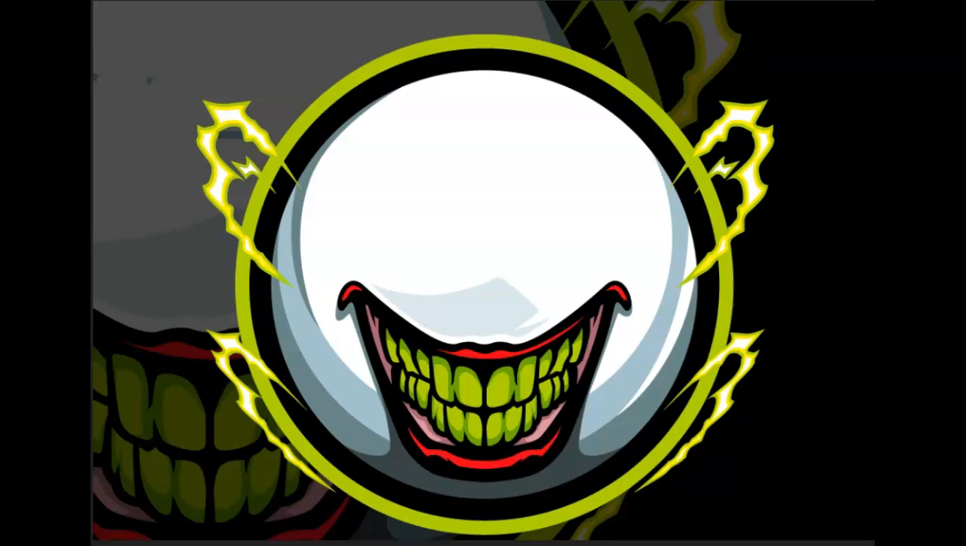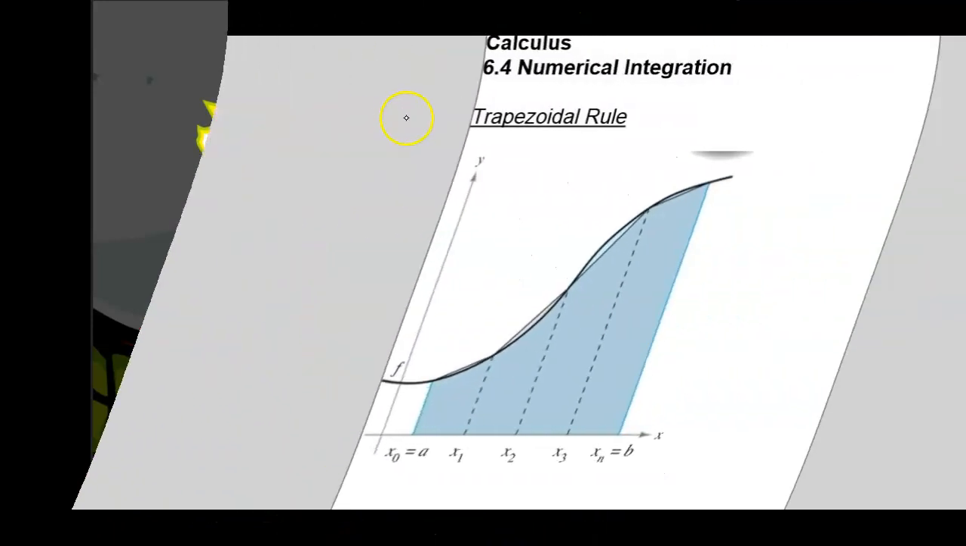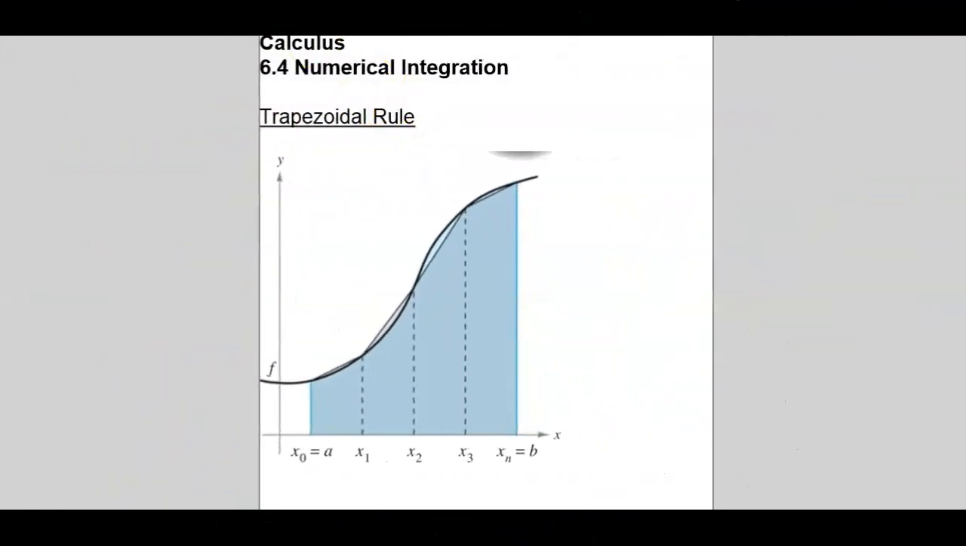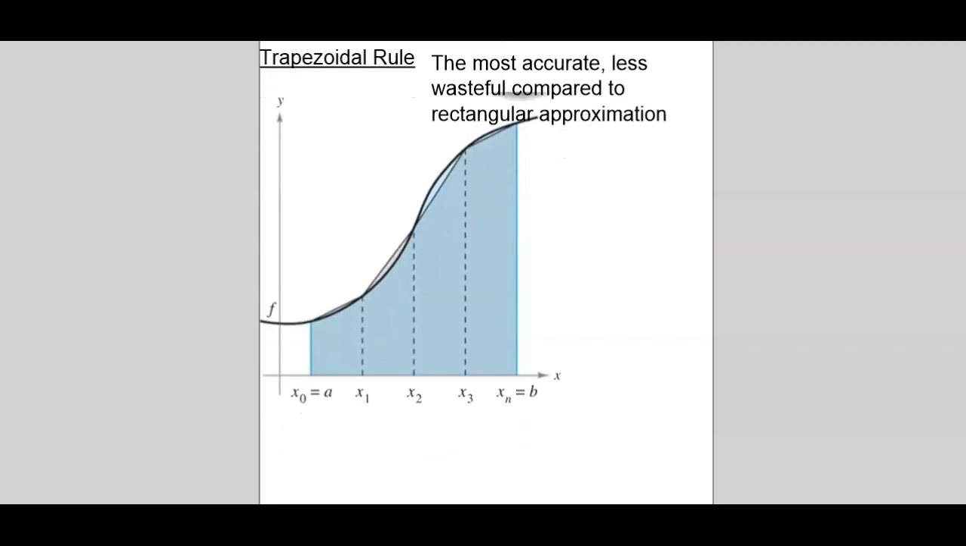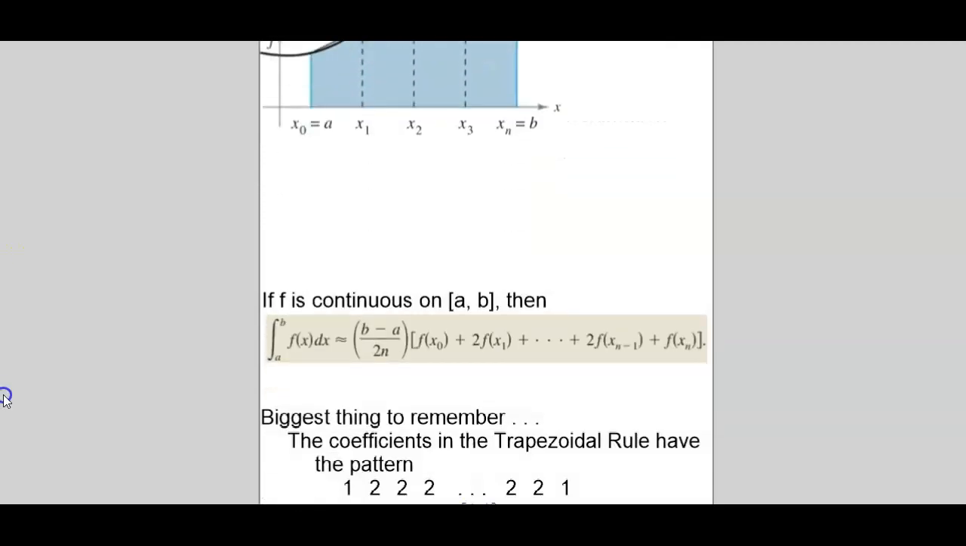Let's get started. So with the Trapezoidal Rule, this is the most accurate and less wasteful compared to the rectangular rule. When you make those rectangles, you're leaving off some of the area, so this is a little bit more accurate. If it is continuous on A and B, then here's the rule right here.